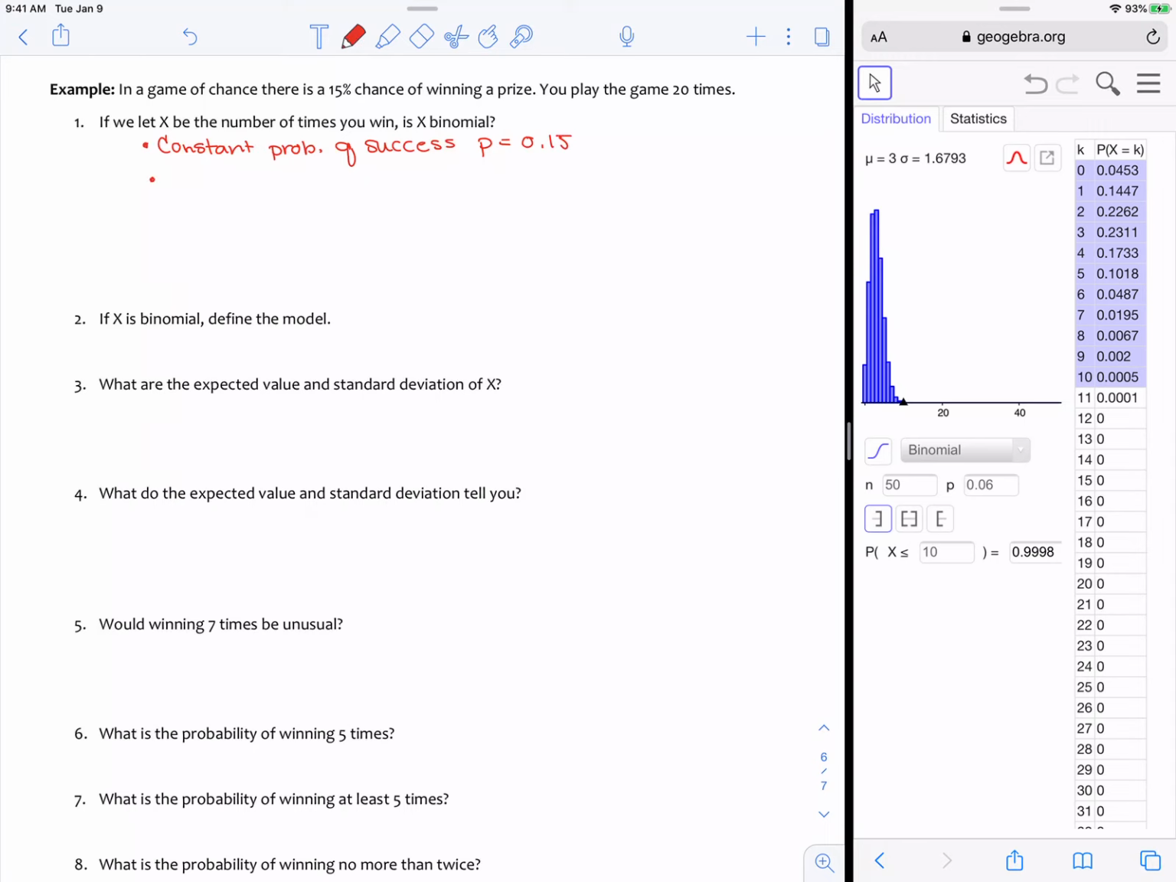Do we have just 2 outcomes? So only 2 outcomes. Yep, we could either win or not win. And these are pretty much always phrased in terms of complements. So you have one characteristic that you're interested in, and everything else is its complement. The other thing that we need to check is independence. So are the games independent from one another? In this case, again, we're going to assume independence.